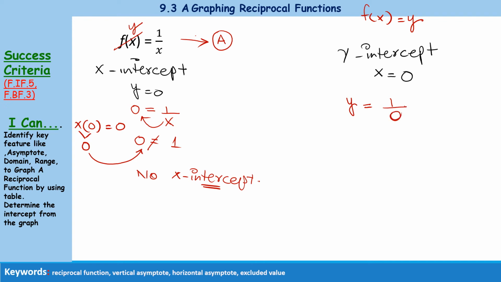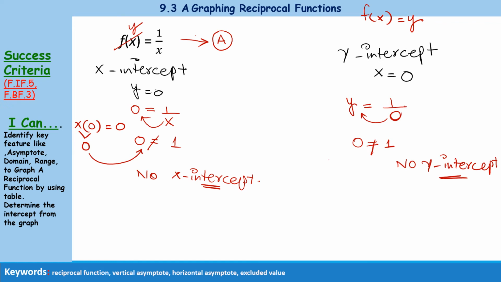So 1 over 0 is also a math error, or bring the 0 over here. So 0 times y gives you 0, which is not equal to 1. So you don't have a y value. You will say no y-intercept. That is all. So in this question, you don't have any x-intercept or y-intercept. Let's try to solve all these kinds of questions in order to understand, or be the master of this concept.